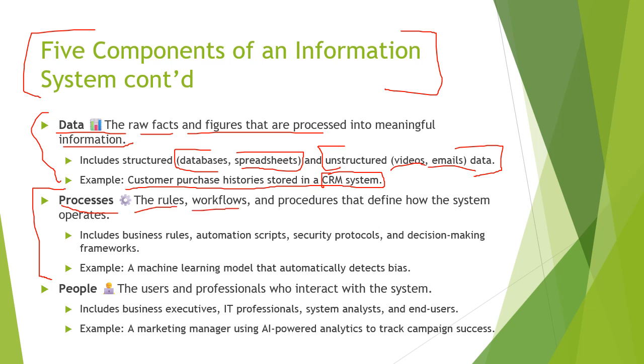So these are the rules, the workflows, and procedures that actually define how the system operates. So you can kind of define the system and what it does, right? So business rules, automation reports, security protocols, decision-making frameworks. So for example, if you have a machine learning model that automatically detects a different type of bias.